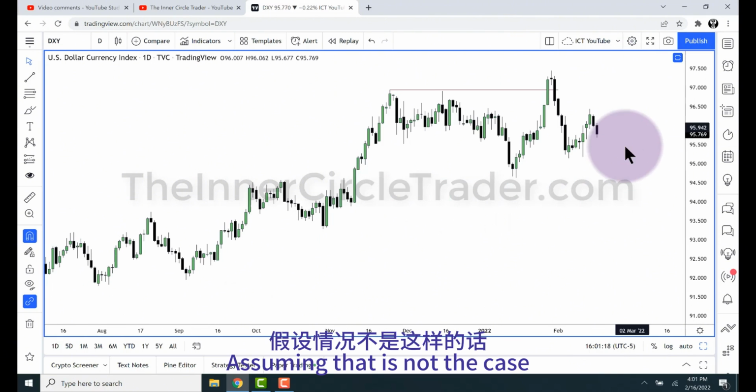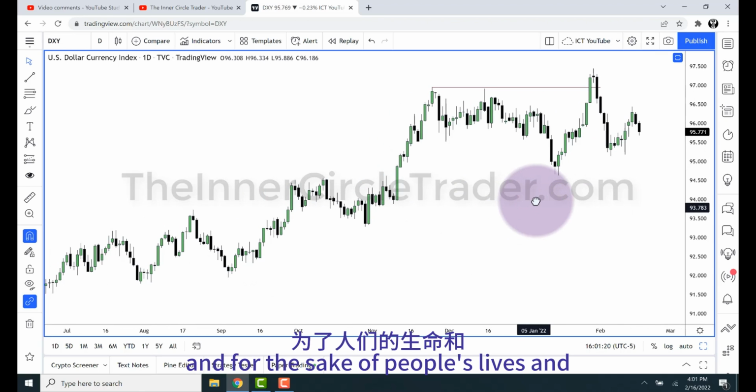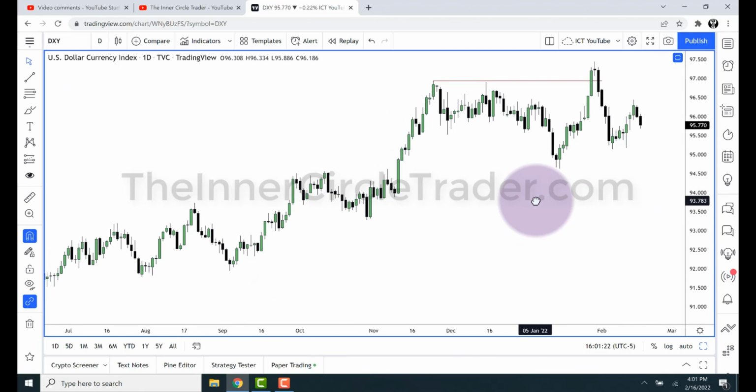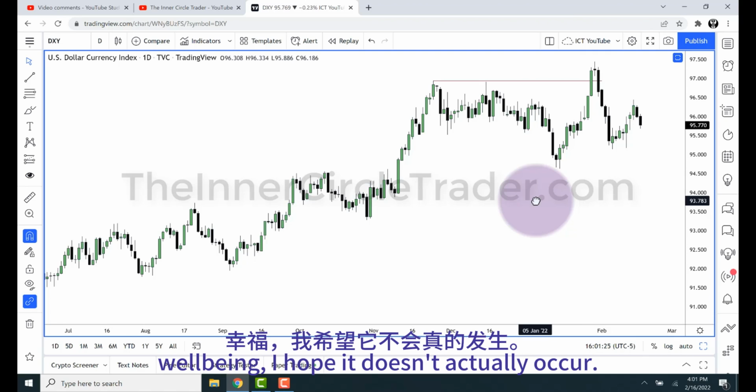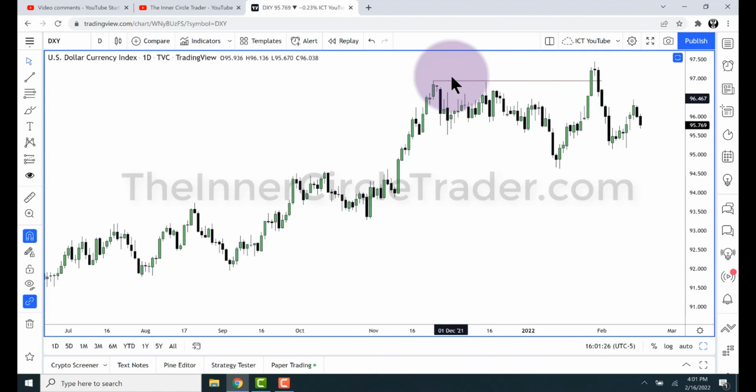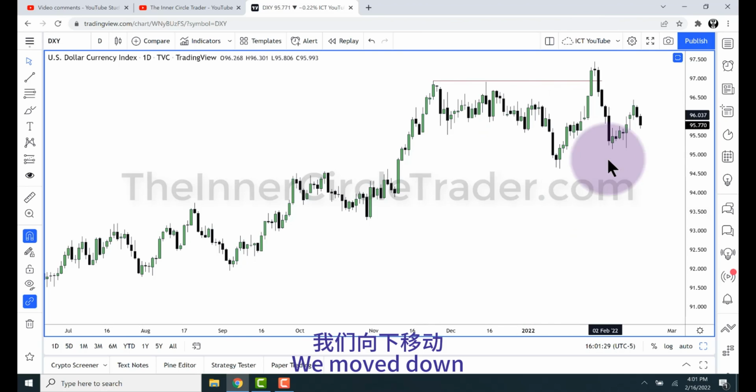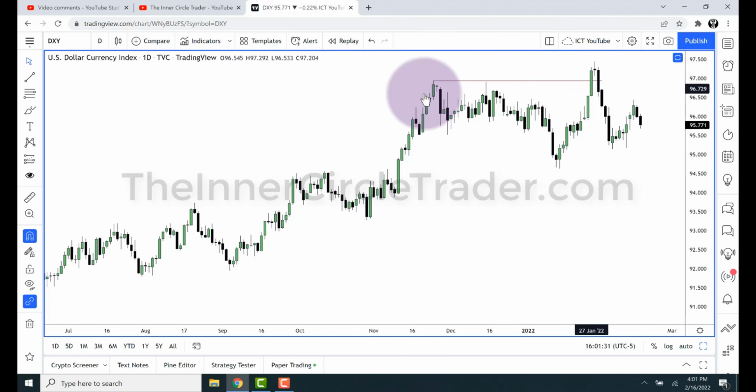Assuming that is not the case, and for the sake of people's lives and well-being, I hope it doesn't actually occur. Relative equal highs taken, swept. We move down right in here.